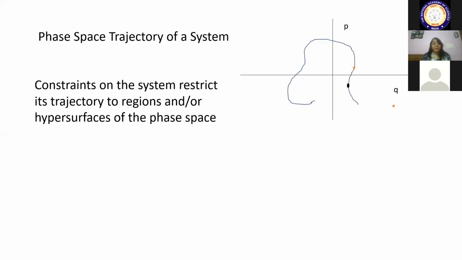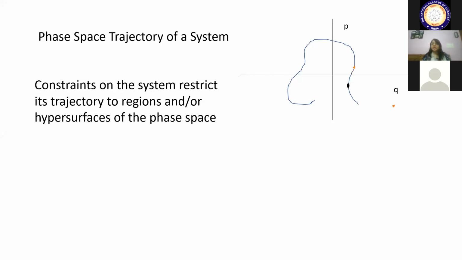And obviously, we have to remember that if you impose constraints on the system, then the degrees of freedom of the system will reduce. As I said yesterday, if an ant is supposed to move on the surface of a ball, then its motion is constrained. It must move in such a manner that its distance to the center of that ball remains a constant, because I impose that condition. So constraints on the system restrict the trajectory to regions and/or hypersurfaces of the phase space. So it's not that if you have plotted some system in a phase space, it can just go left, right, wherever it wants. No, it will be guided by the constraints imposed upon the system.